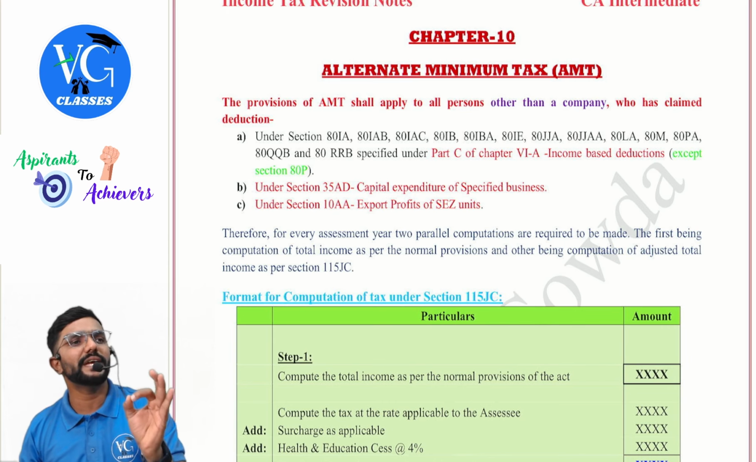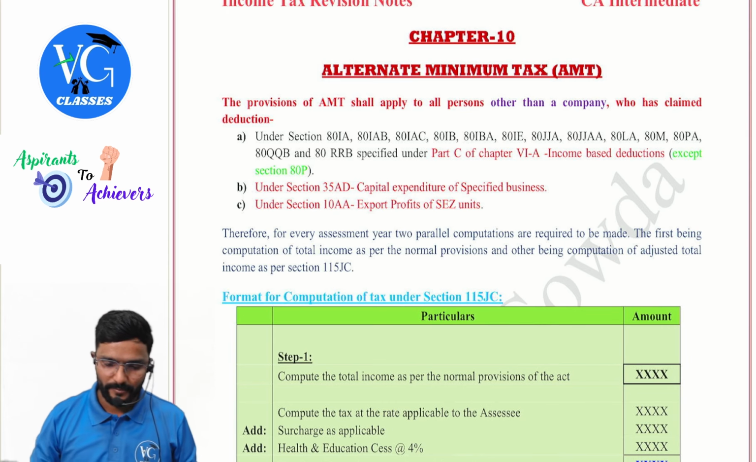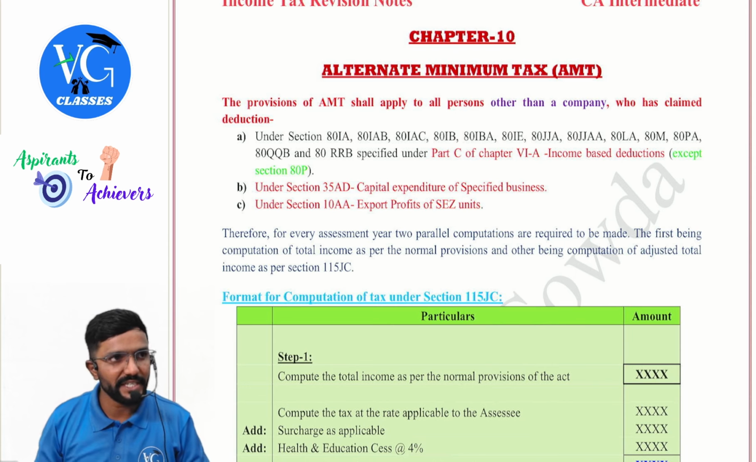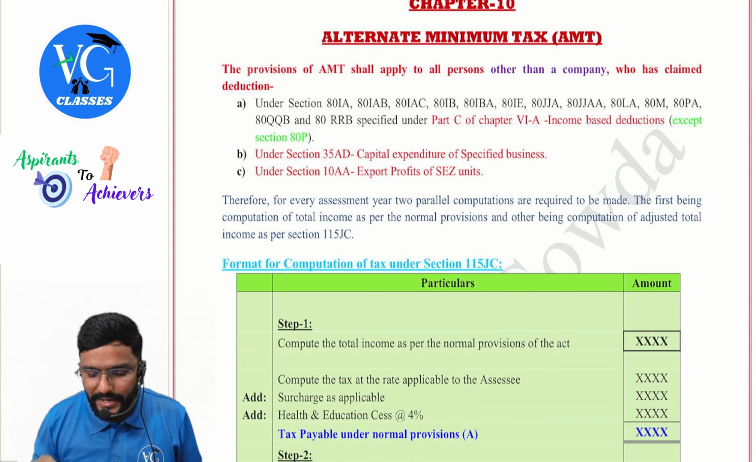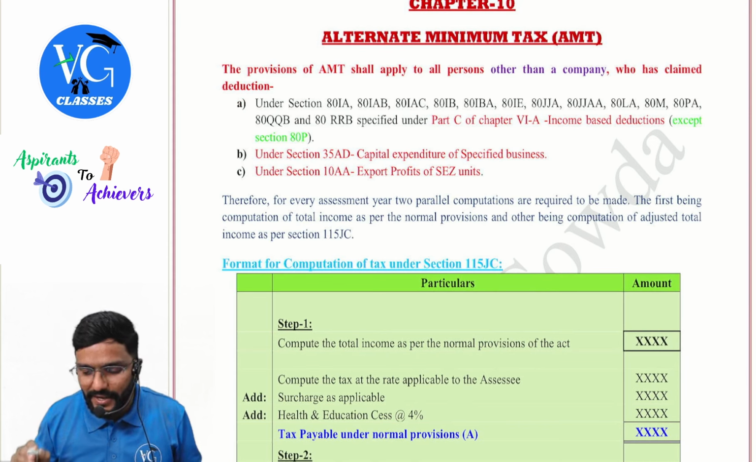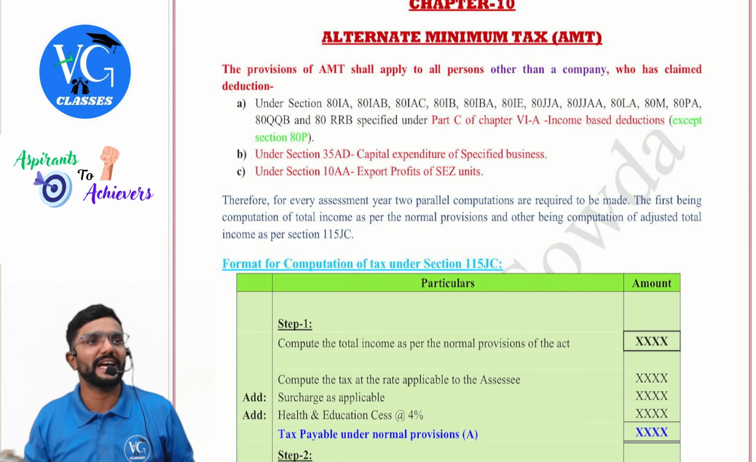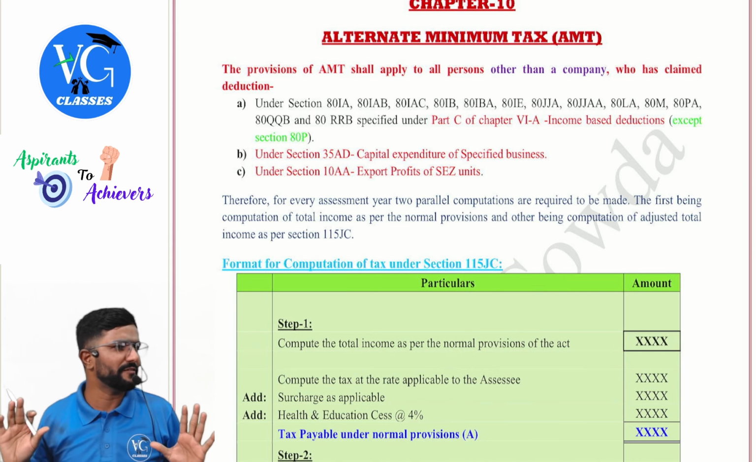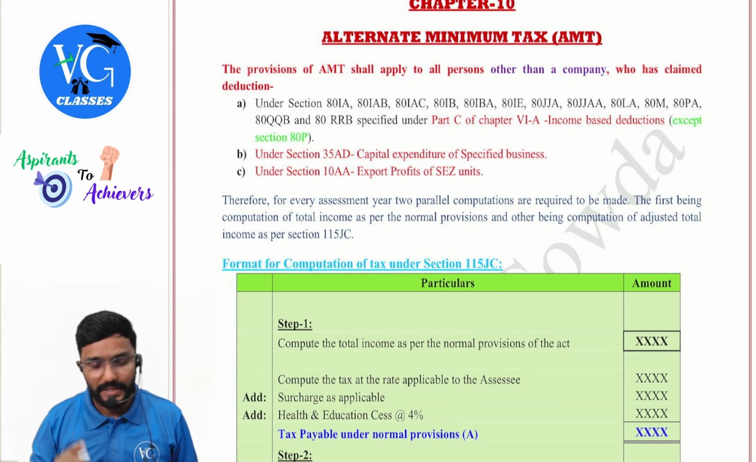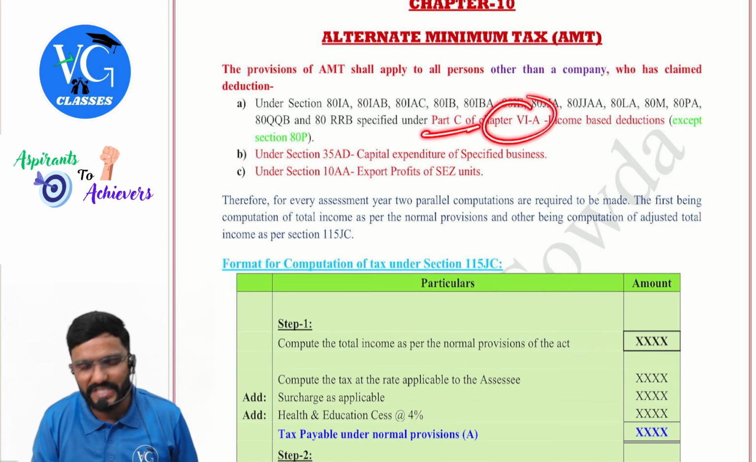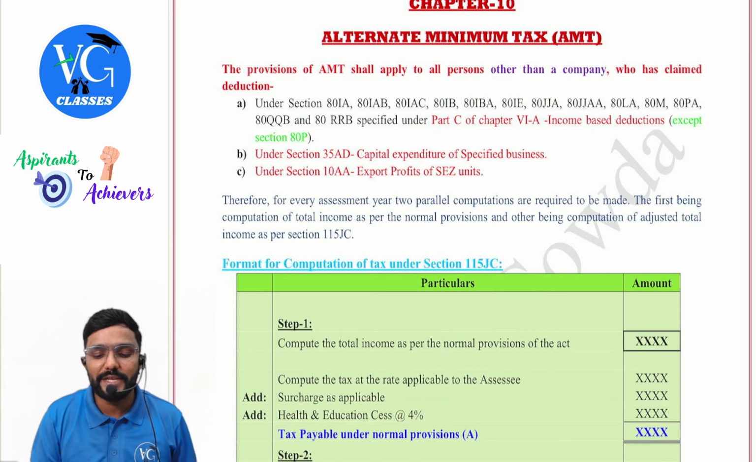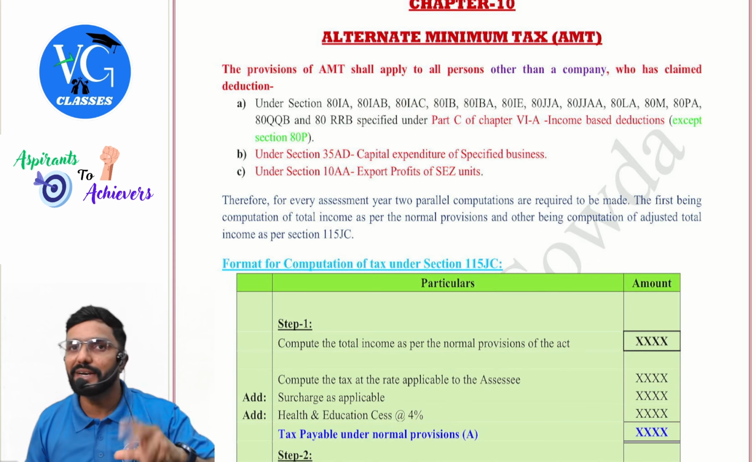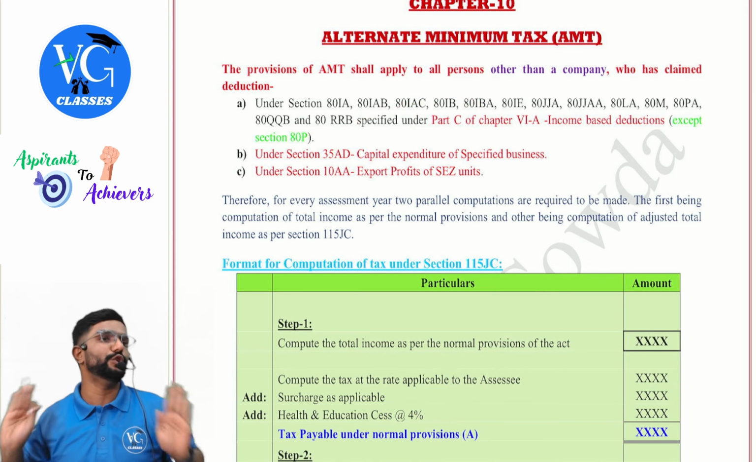It is applicable to any assessee other than a company only, if they have claimed any of the following deductions, guys, under section 80IA, IB, IAC, IBA, IE, JJA, JJAA, LA, M, PA, QQB, and RRB. All these sections are not a part of your syllabus, only a few sections. Specified under Part C of Chapter VIA, which we call income based deductions, except 80P. Even 80P is a part of Part C, but if you have claimed a deduction under section 80P, is AMT applicable for you? No, no.